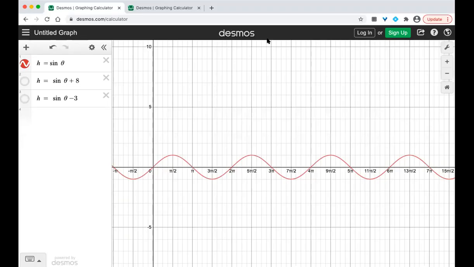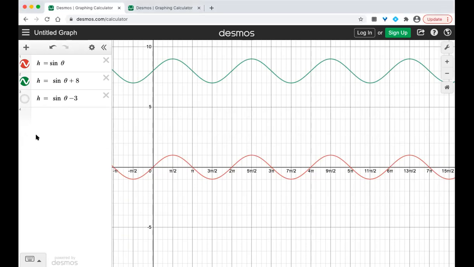Okay, so you'll notice here I have my function sine of theta. The only one being shown right now is my sine of theta function. I'm going to add sine theta plus 8. All right, there's my sine theta plus 8. Red is sine theta, green is sine theta plus 8. So what's the same? What is exactly the same is the shape. The shapes are identical.